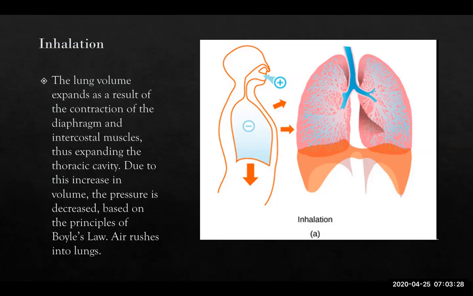So Boyle's law is an inverse relationship between pressure and volume. That just means that when volume goes up, pressure goes down. So because pressure decreases due to the increase in volume or capacity in your thoracic cavity, the decrease in pressure causes air to rush into your lungs. So that's how you get this kind of deep rush of air into your lungs during inhalation.